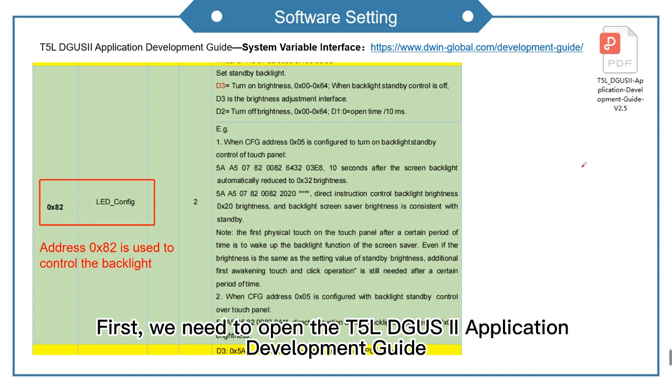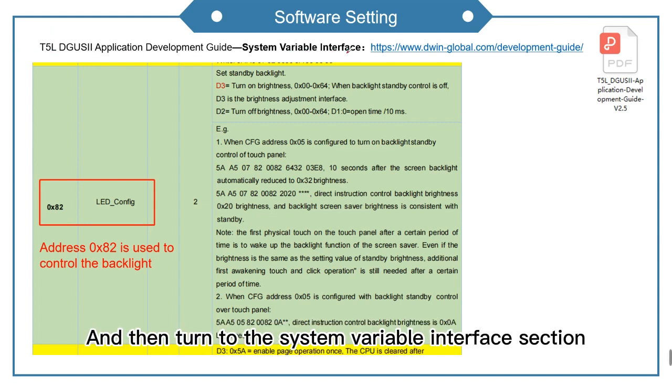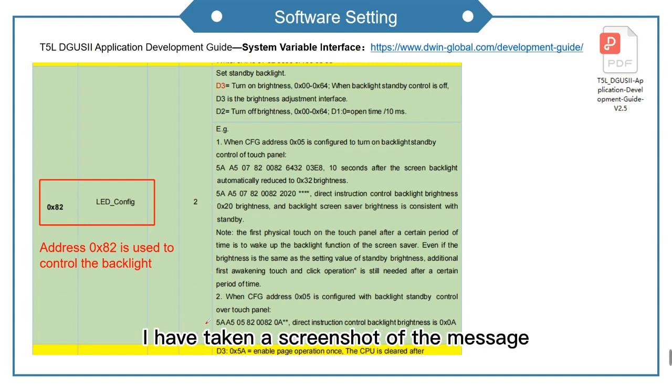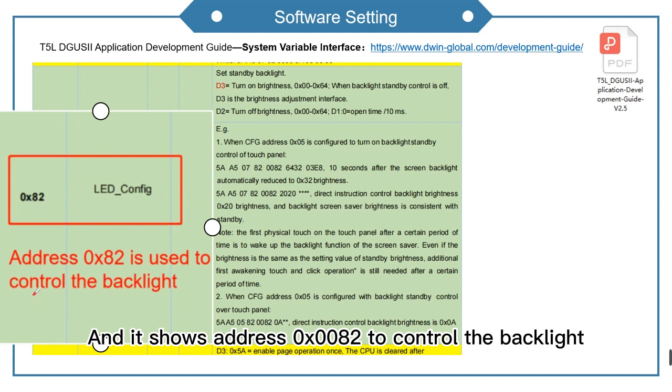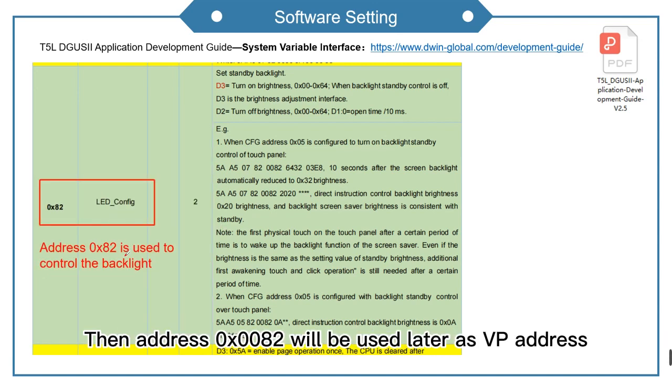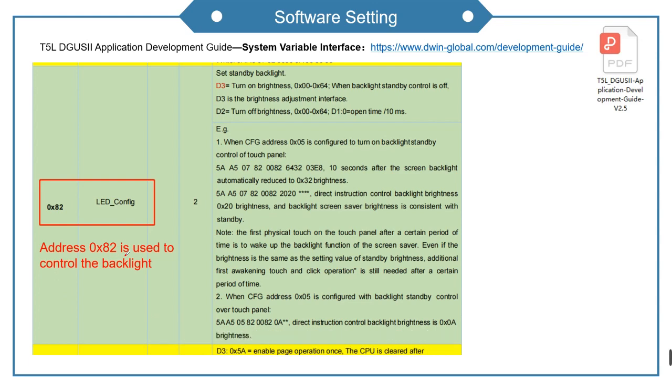First, we need to open the T5L DGUS 2 application development guide, and then turn to the system variable interface section. I have taken a screenshot of the message, and it shows address 0082 to control the backlight. Address 0082 will be used later as the VP address.